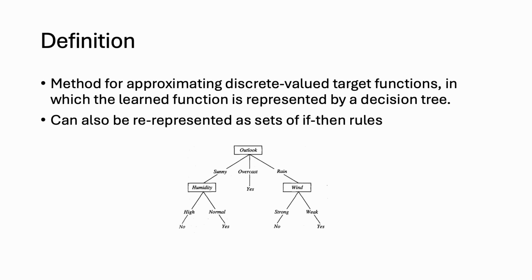Each node in the tree specifies a test of some attribute of the instance, and each branch descending from that node corresponds to one of the possible values for this attribute. An instance is classified by starting at the root node of the tree, testing the attribute specified by this node, then moving down the tree branch corresponding to the value of the attribute in the given example. This process is then repeated for the subtree rooted at the new node.